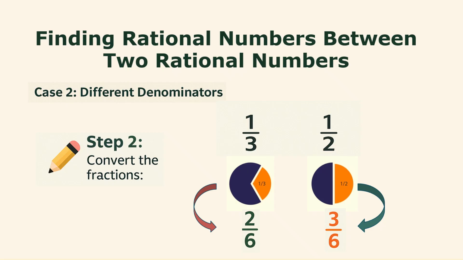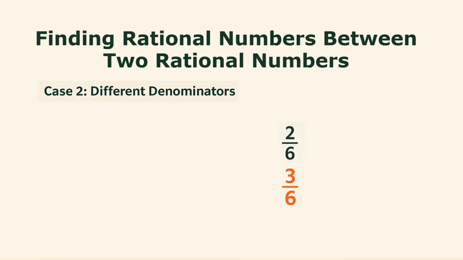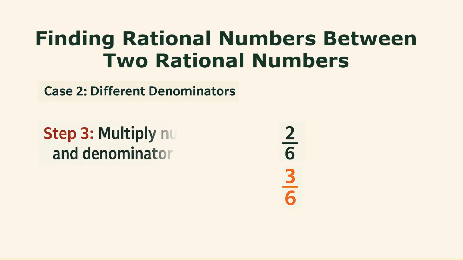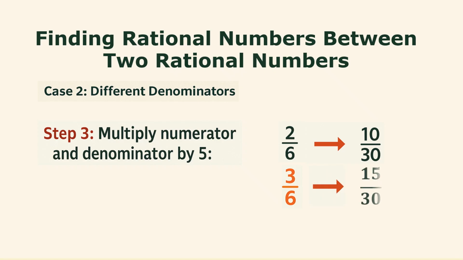Now, visually looking at 2/6 and 3/6, we cannot say what lies in between them. So, what we can do is multiply both the fractions in the numerator and in the denominator by another number, say 5 or 10. In this case, we multiply both by 5. So 2/6 gets converted into 10 over 30 and 3/6 gets converted into 15 over 30.